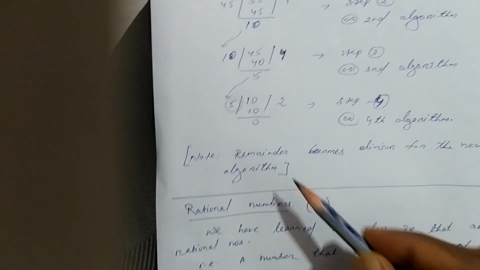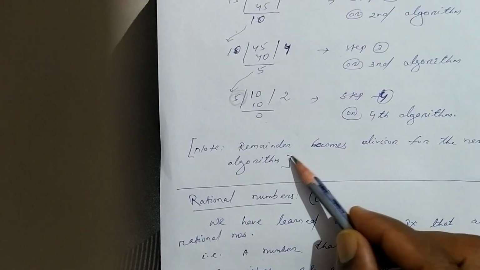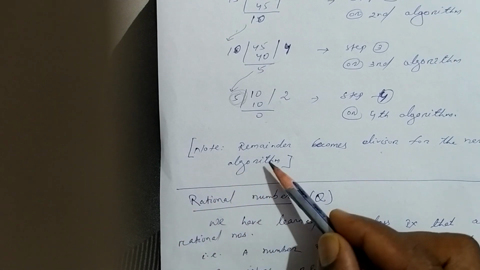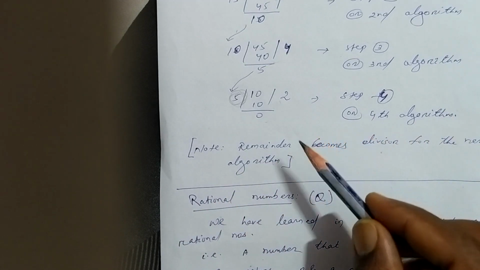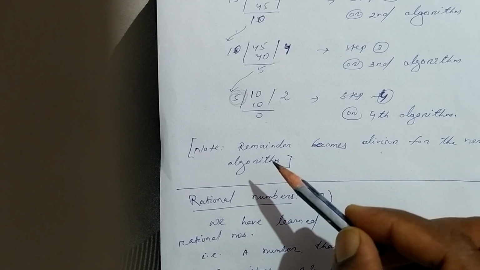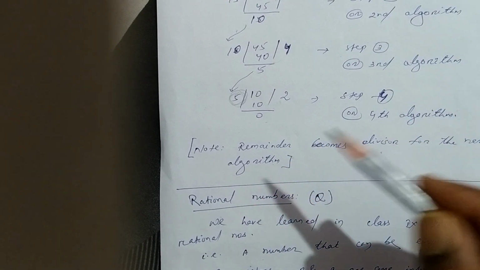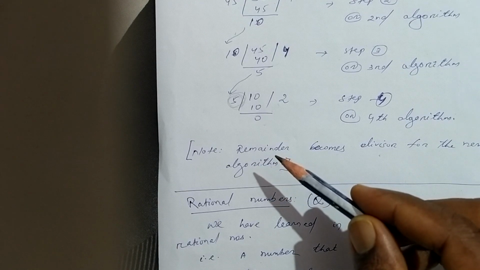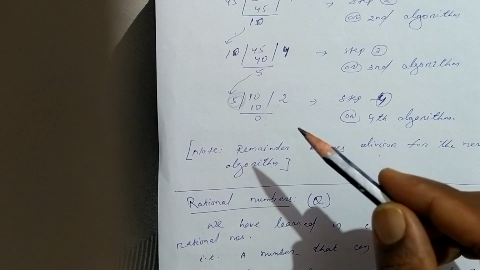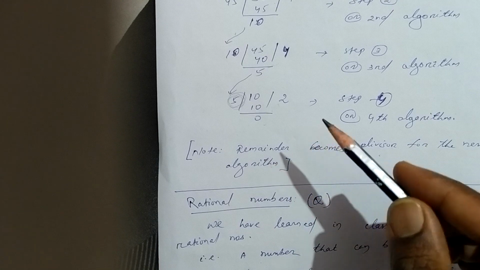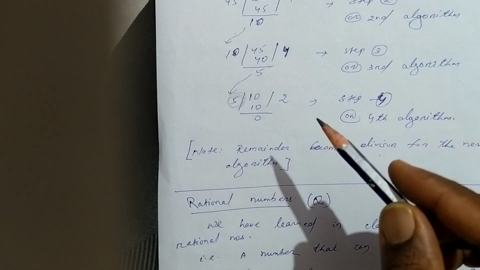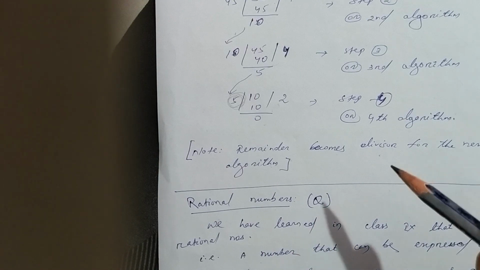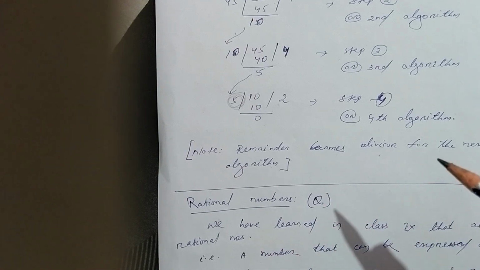Clear? And one note is given to you: the remainder becomes the divisor for the next algorithm. And what the divisor was there will be the dividend for the next algorithm. So the steps of mathematics help us to solve a problem. Each and every step is called an algorithm, and that is mostly explained by Euclid's division lemma. What is a lemma? We'll discuss later. Okay.